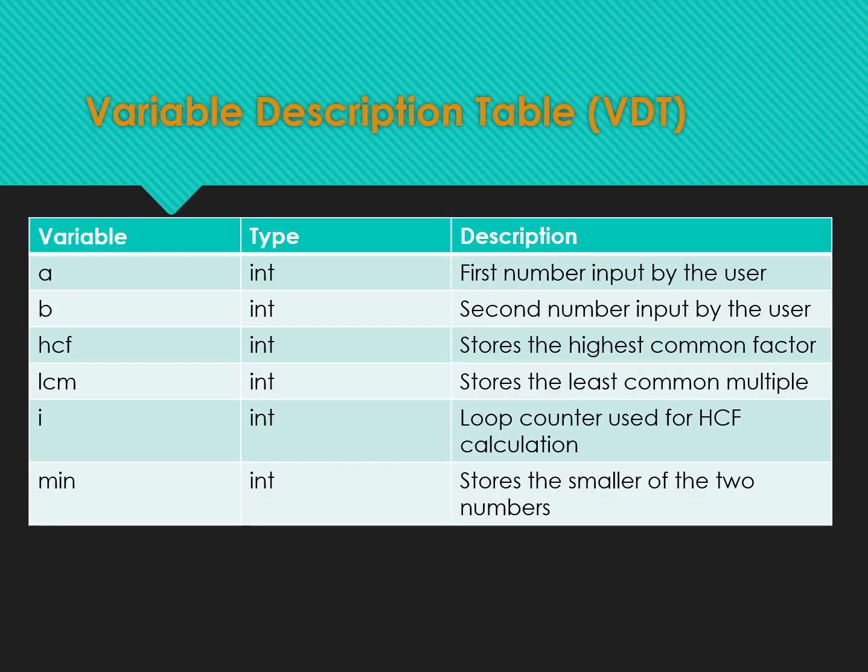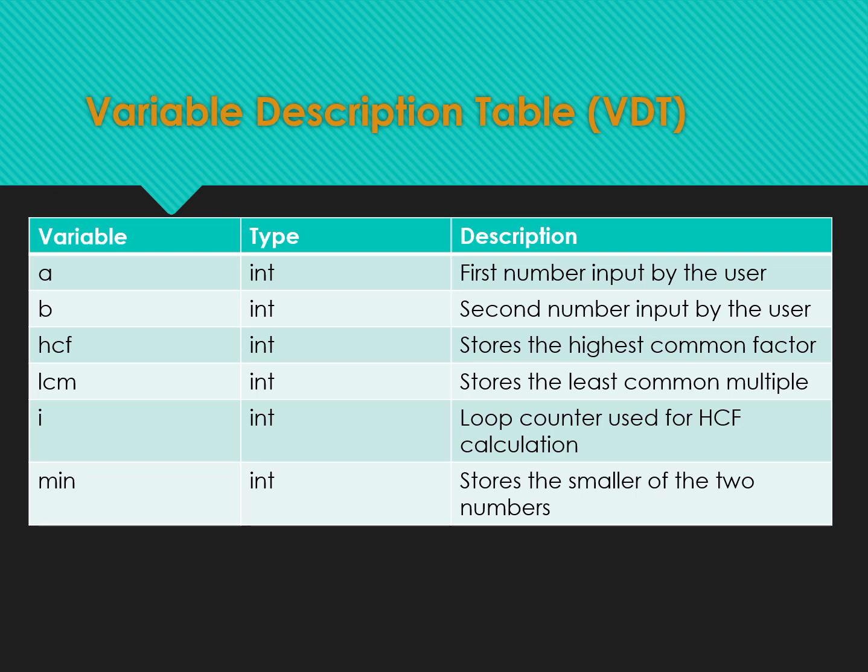In this slide, we'll look at the variable description table, or VDT, which lists all the variables used in our program and explains their purpose clearly. First, we have the variable a. This is an integer that stores the first number entered by the user. Next is b, another integer that stores the second number.